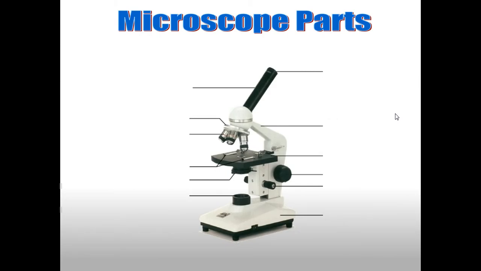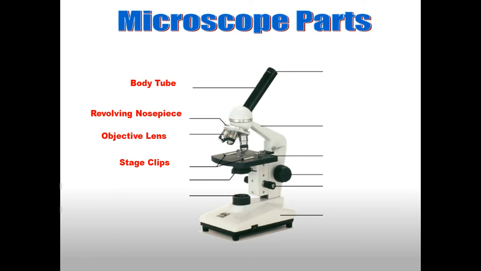So let's review the microscope parts. This is called the body tube. This is the revolving nose piece. It's called revolving because this part here will turn, allowing you to use the different objective lenses. These lenses hold the different power lenses.